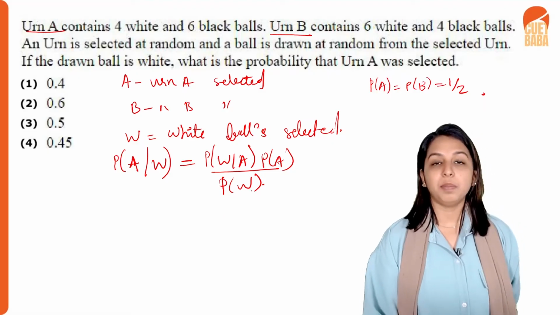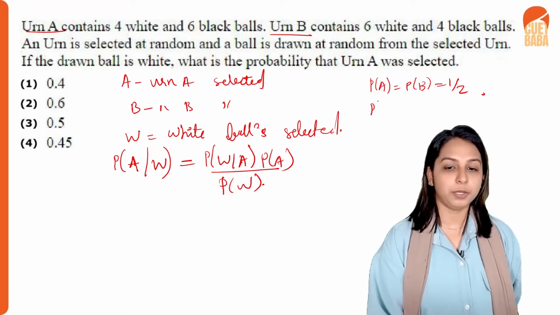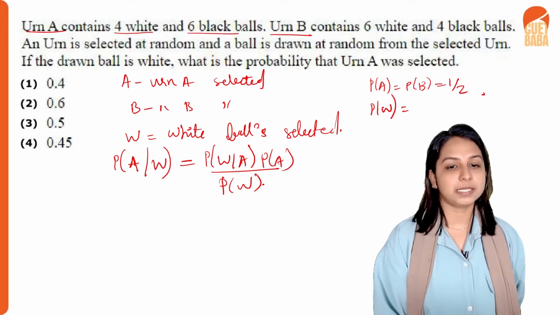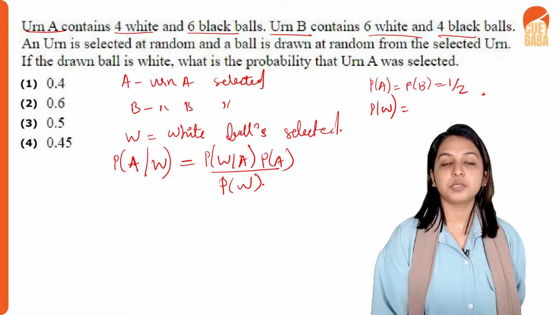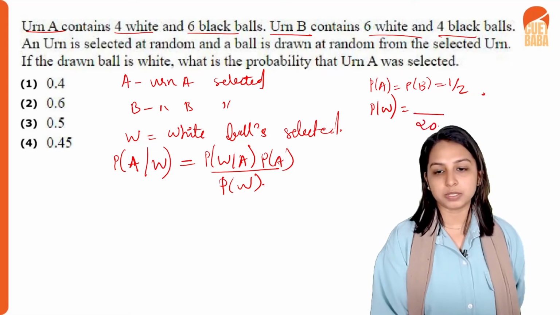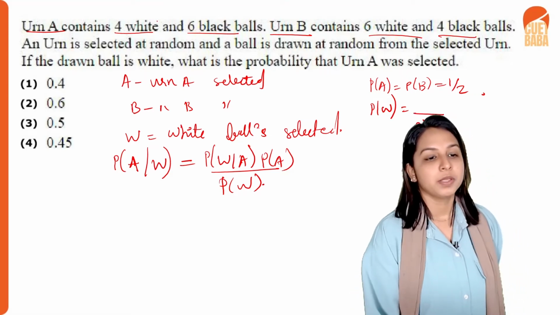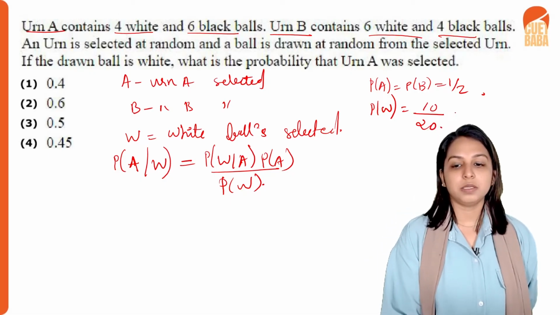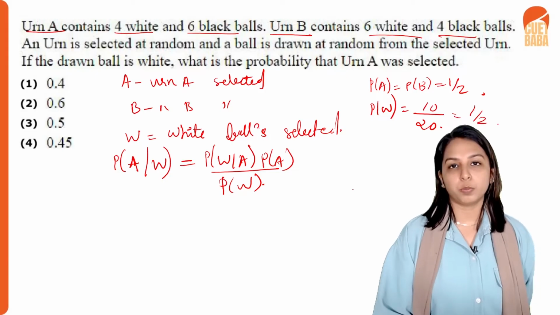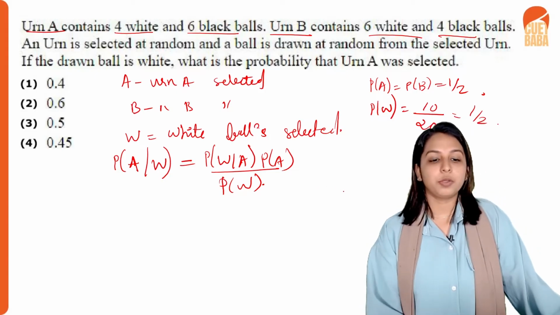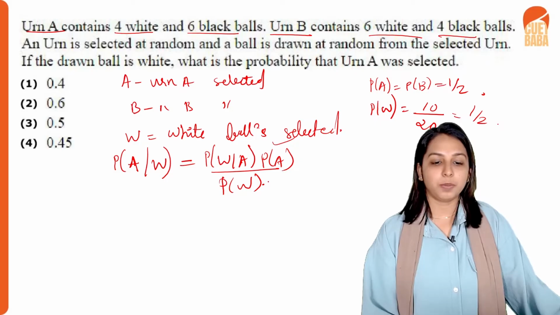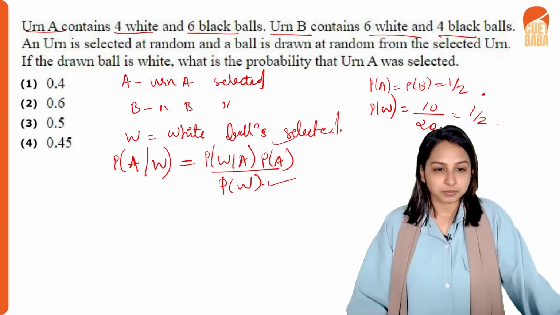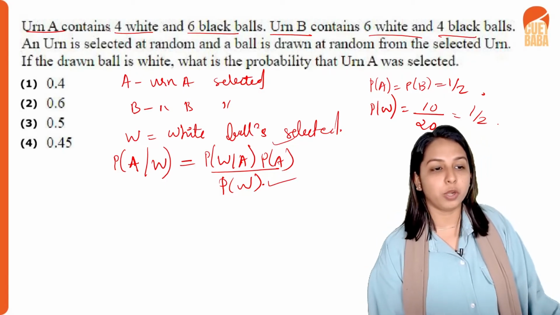Now the next one is probability of selecting a white ball. So probability of W we can see. There are total 4 plus 6 plus 4 plus 6, that is 20 balls. Among that, choosing a white ball. So total number of white balls will be 4 white and 6 white, which is 10. So this is also 1 by 2. Probability of W is equal to 1 by 2. So we got this term, probability of W. Now we have to find out probability of W given A, that is choosing a white ball from the urn A.